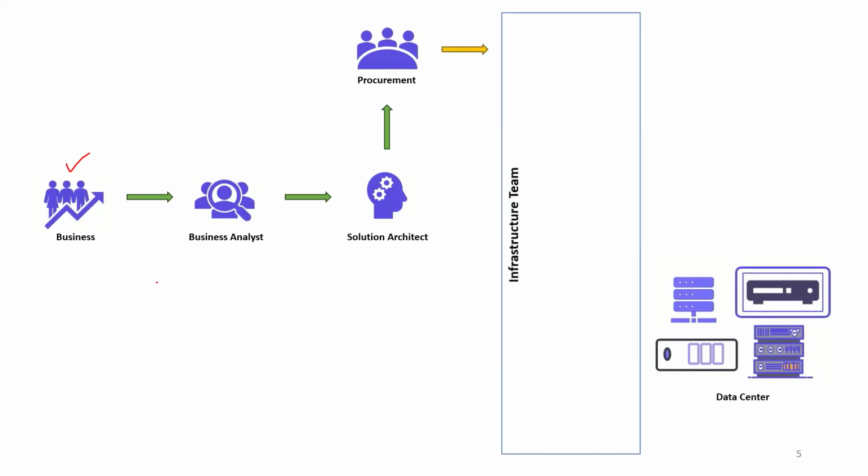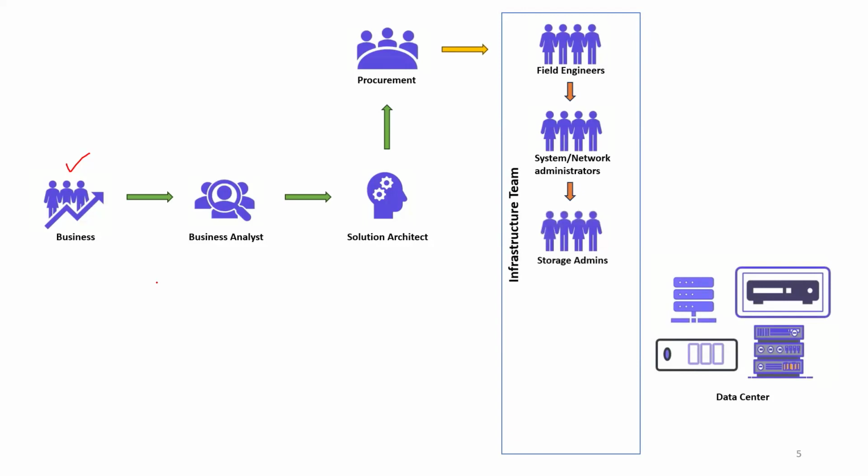Once it is received at the data center, field engineers will take care of the rack and stack. System admins will take care of the initial configuration of the system. Network admins will do the network configurations to make all the systems available over the network. Storage admins will take care of the storage. Backup admins will take care of the backup of the data, and the application team will take care of deploying their code on top of this infrastructure. Okay, so this is what we call a traditional working model.